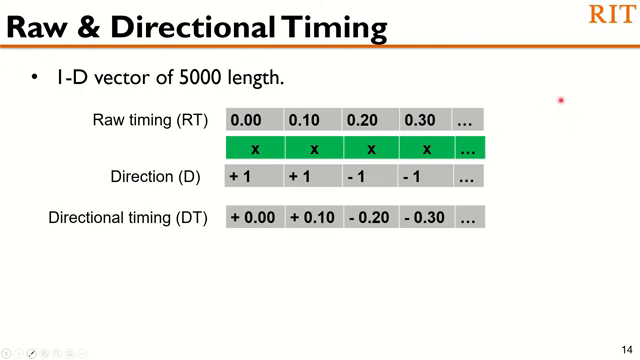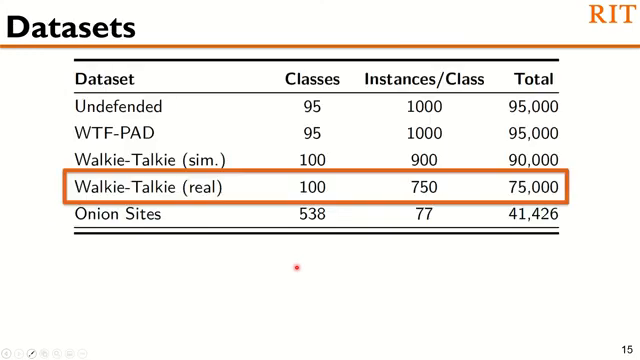Finally, we combined the raw timing and direction information by multiplying the timing with their associated direction, which gave us the directional timing. Directional timing is a representation of the timing information along with their associated directional sign. We also represent this directional timing as a 1D vector of 5000 length to be used in a classifier.